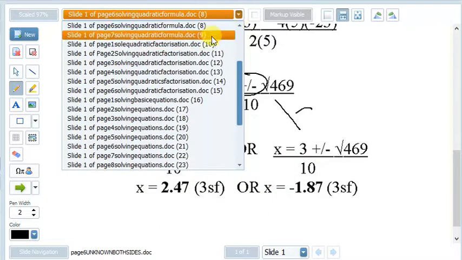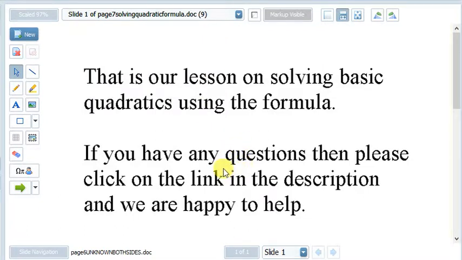Okay, so that is our lesson on solving basic quadratics using the formula.